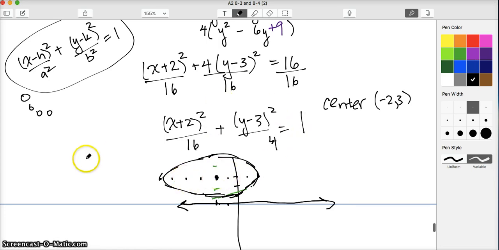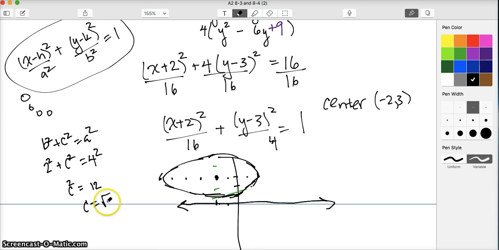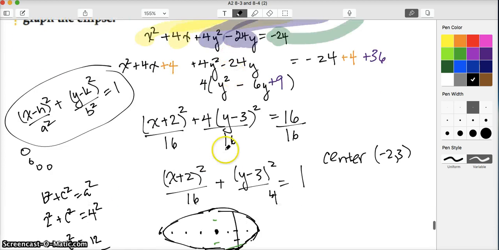How do I find the foci? Well, I've got to go back to the idea that b squared plus c squared is equal to a squared. You remember this from last time. So what is b? b will be half the minor axis, which is 2, so 2 squared, plus c squared. That's what we're looking for, equals half of the major axis squared, which is going to be 16, or 4 squared. And so now we can find this value. c squared is going to be equal to 16 minus 4, which is 12. And therefore c will be equal to the square root of 12. Very similar to the last problem we did.